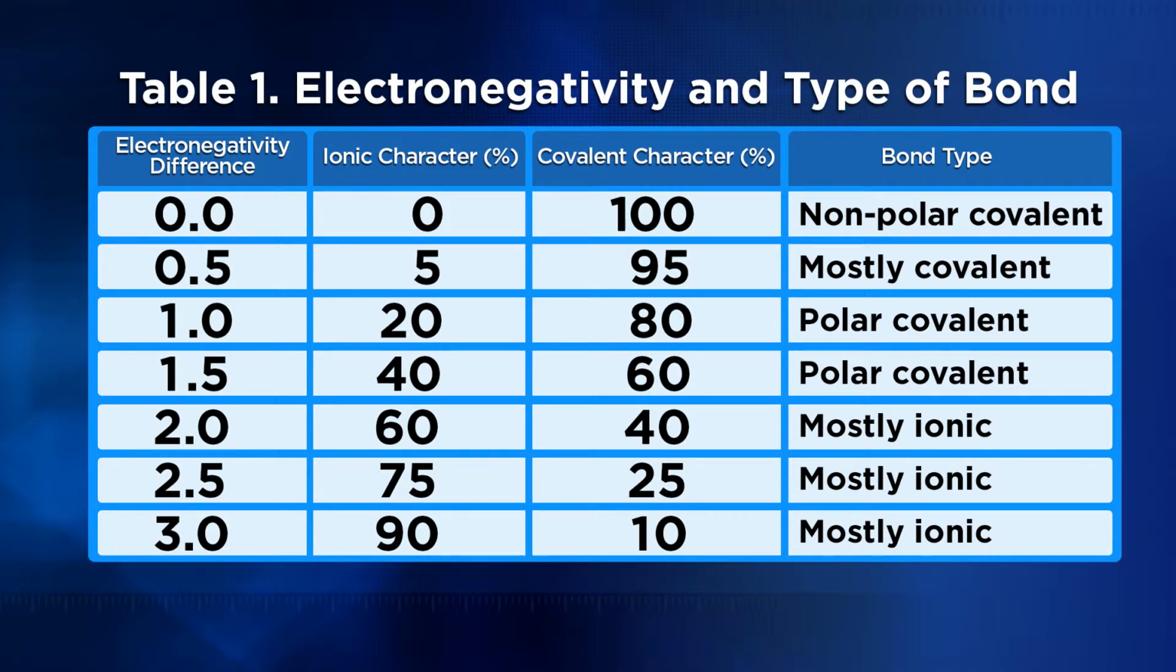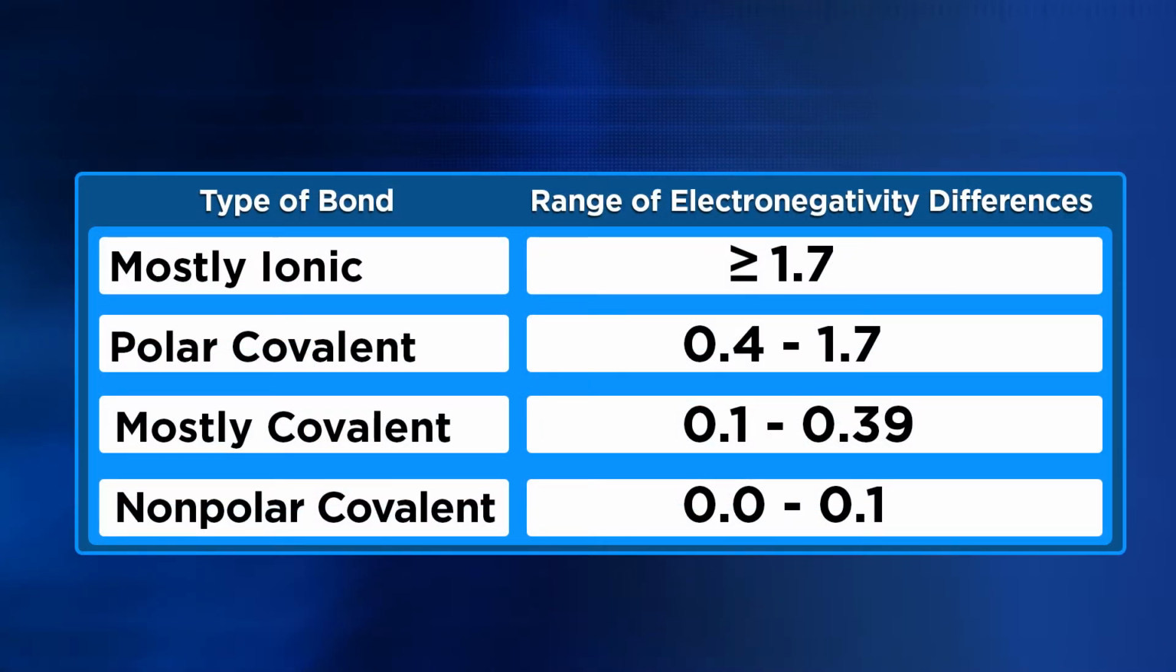As you can see, when the electronegativity difference between the two atoms is greater than 1.7, we characterize the bond as mostly ionic. If the electronegativity difference between the two atoms is greater than 0.4 but less than 1.7, we call that kind of bond a polar covalent bond. If the difference is between 0.1 and 0.39, it's a mostly covalent bond. And if the difference in electronegativities of the two atoms involved in the bond is 0.1 or less, we generally characterize the bond as nonpolar covalent.